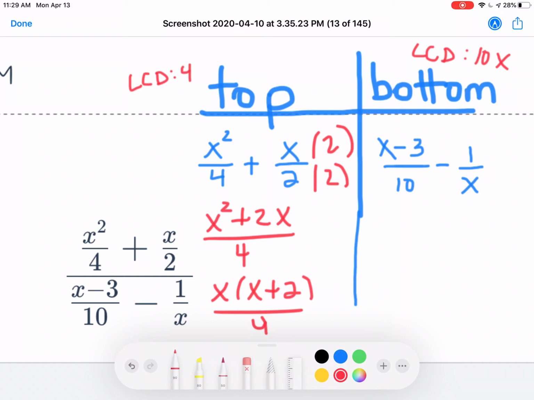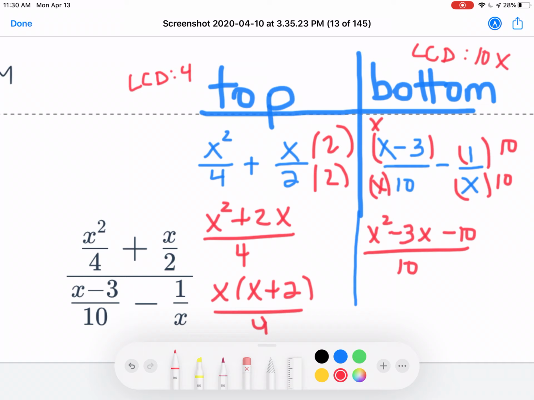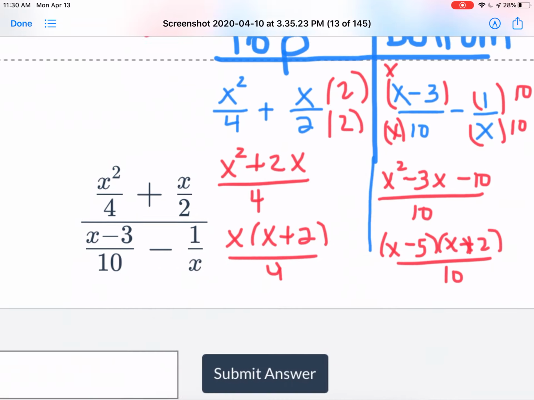The LCD is 10x, so I'll multiply by x, and I'll multiply by x, I'll multiply by 10, and I'll multiply by 10. So distribute on top, x squared minus 3x minus 10 over 10x. I can factor the trinomial. So we have x minus 5, x plus 2 over 10, and then let me make a little room.